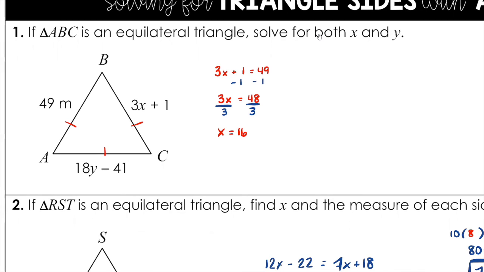All right, and then what's our other equation we can set up? 18y minus 41 equals 49. Add 41 to both sides. 18y equals 90.